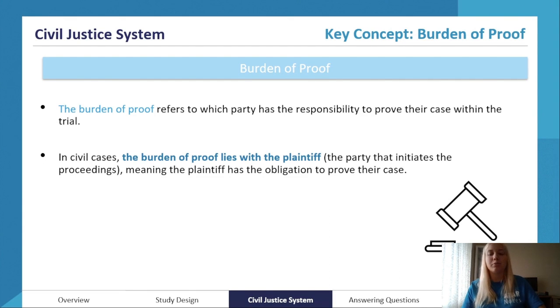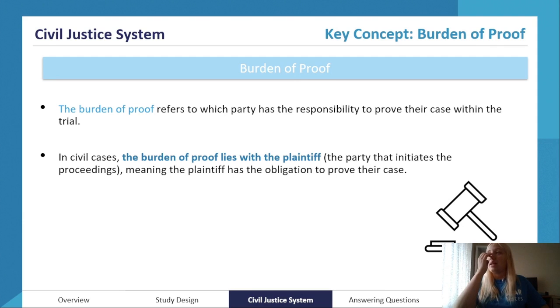Next key concept is the burden of proof. This refers to which party has the responsibility to prove the case within the trial. So make sure you don't confuse the burden of proof with the standard of proof. The burden of proof means which party has to prove the facts of the case, and the standard of proof means the level of evidence that is required in order to prove liability in the civil justice system or guilt within the criminal justice system. So in civil cases, the burden of proof lies with the plaintiff because they're the party that initiates the proceedings. That's why the plaintiff has the obligation to prove their case.